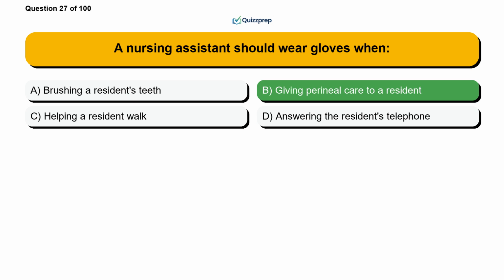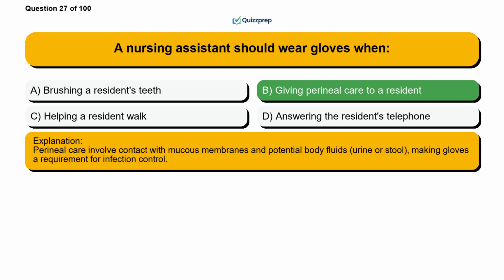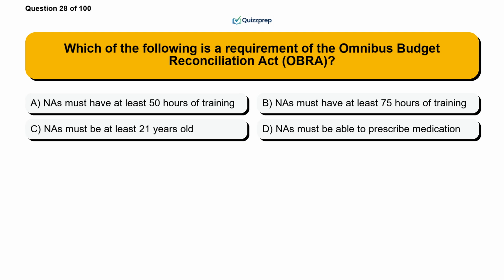The correct answer is option B, giving perineal care to a resident. Perineal care involves contact with mucous membranes and potential body fluids, urine or stool, making gloves a requirement for infection control. Question 28. Which of the following is a requirement of the Omnibus Budget Reconciliation Act, OBRA?